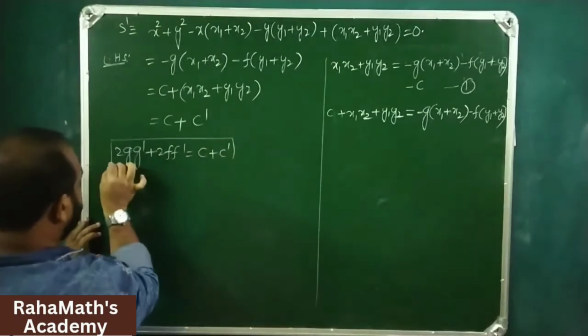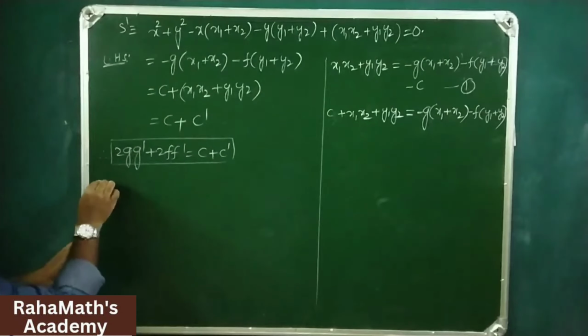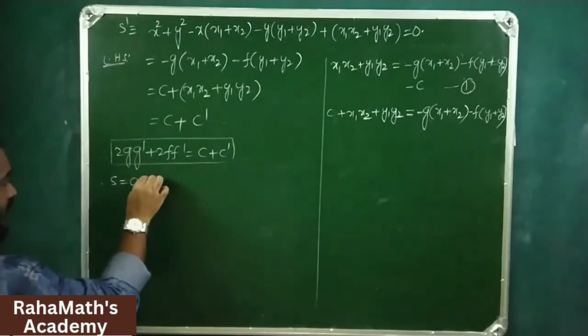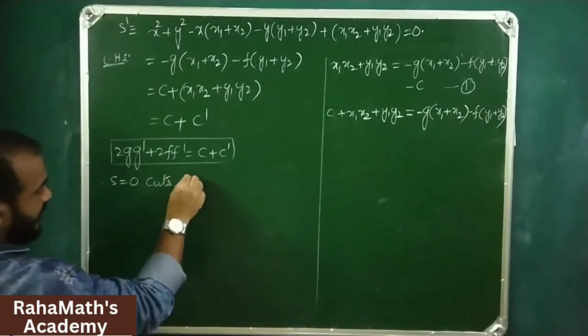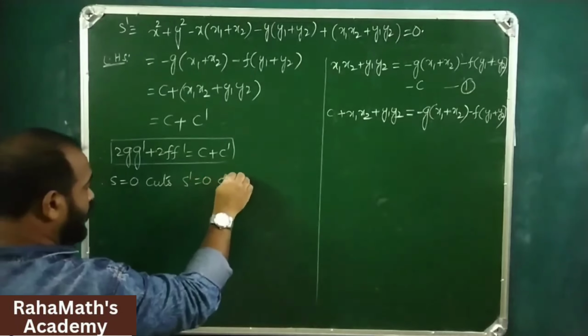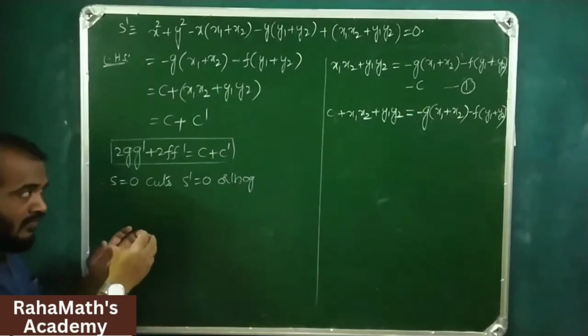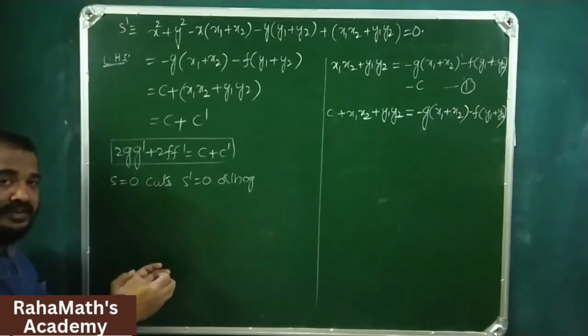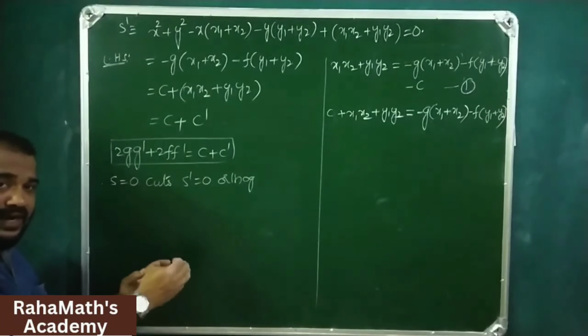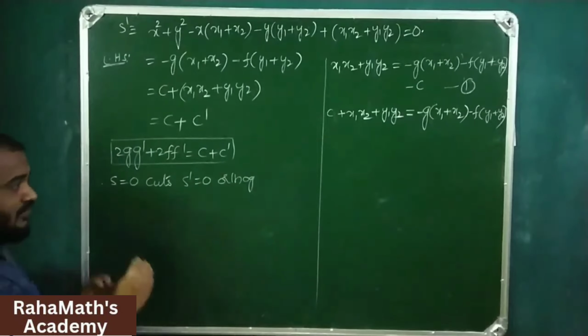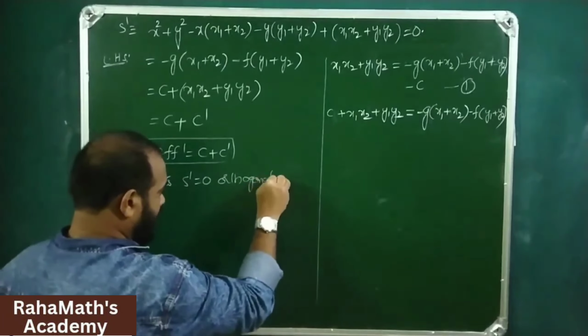Therefore, S equals to 0 cuts S dash equals to 0 orthogonally. What is this S dash equals to 0? The equation of a circle having P comma Q as the end points of the diameter, orthogonally.